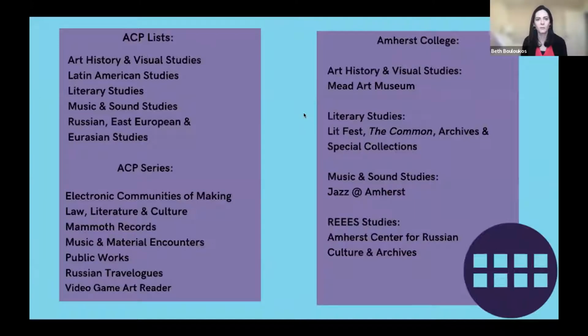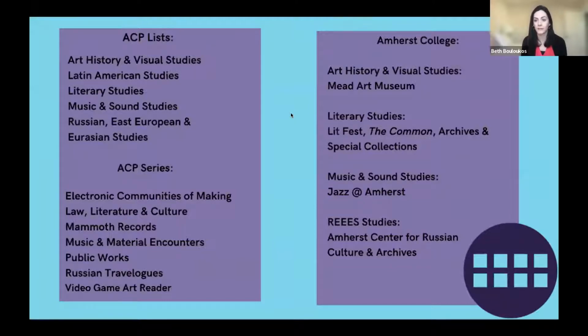So for Amherst College Press, we're a small college, a small liberal arts college, and we really wanted to be relevant on campus. We really built our lists around campus strengths and centers. For example, there's a Center for Russian Studies, so we have acquired in Russian studies.